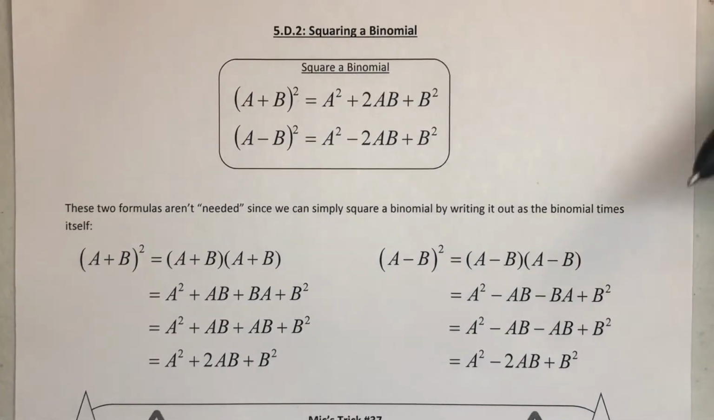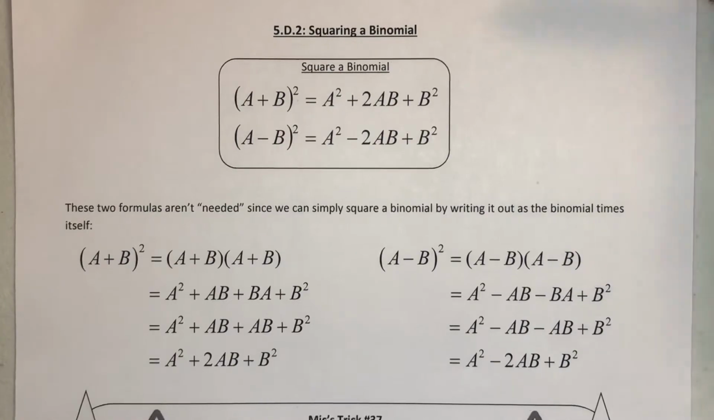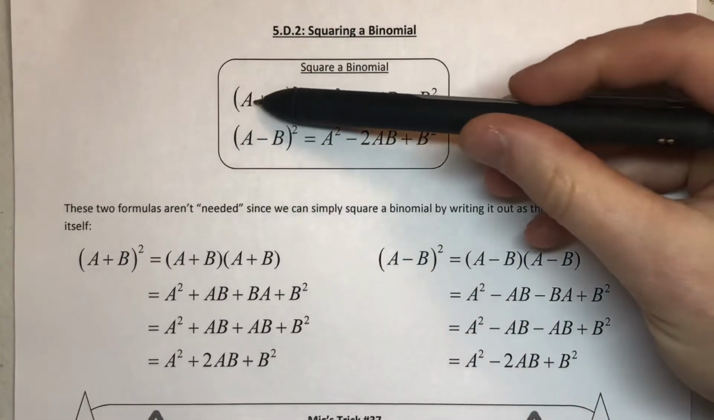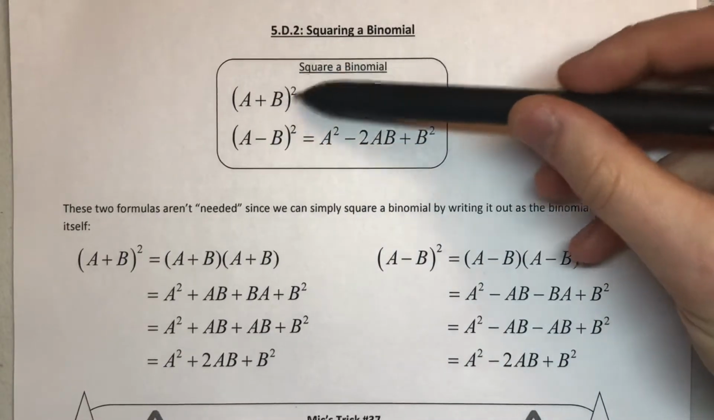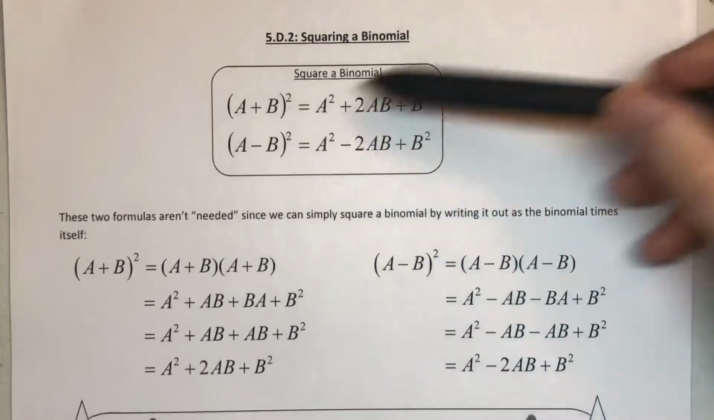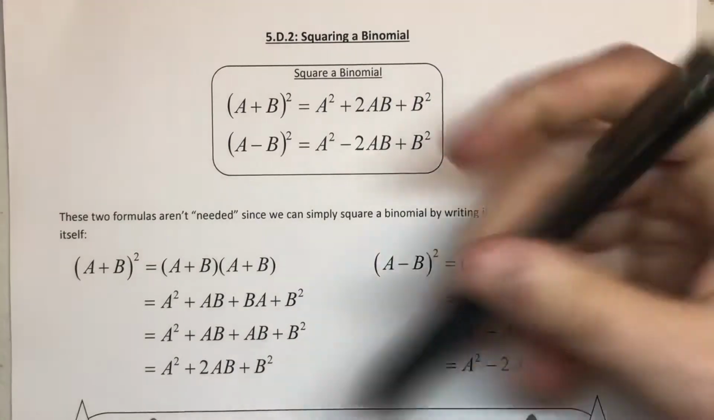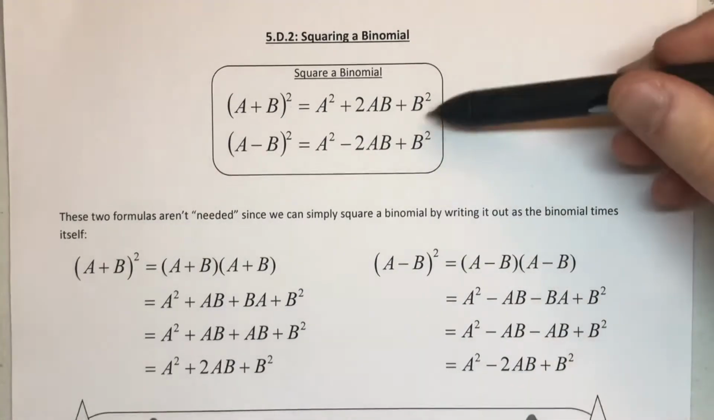So 5.D.2, another one of our special products. This one is referred to as squaring a binomial. So the idea of a single binomial, two terms, that is squared, right? The exponent of 2 there on the outside. So you see a whole bunch of a's and b's in front of you on this top half of this page. These are the two formulas.